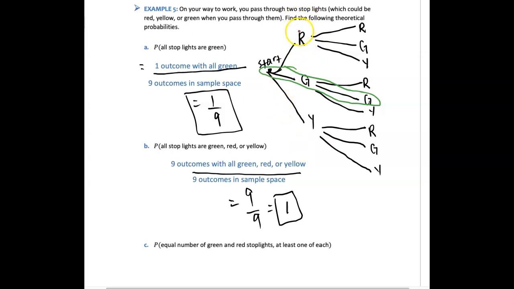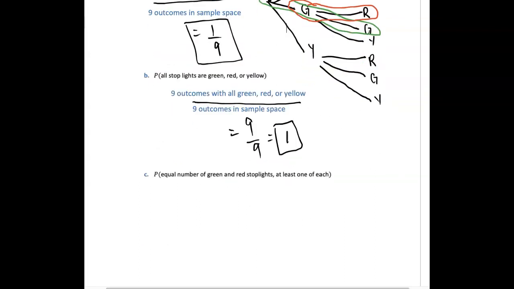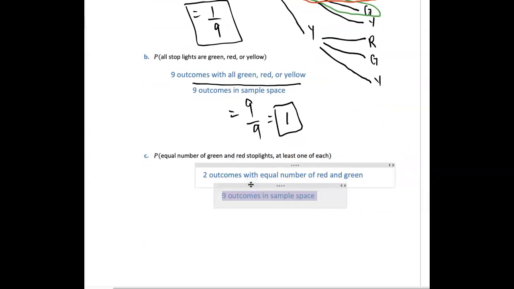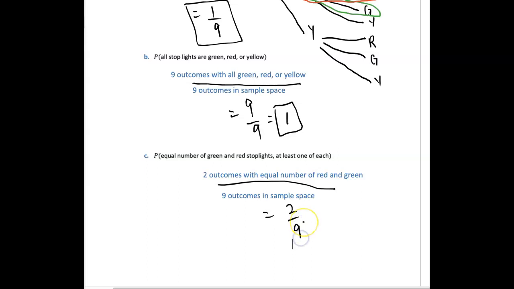So the first stoplight you pass through could be red, then the second stoplight you pass through would have to be green, right? To have exactly 1 of each. Alternatively, the first stoplight you pass through could be green, and then the second stoplight you pass through would be red, also to have 1 of each, right? So there are 2 outcomes with an equal number of red and green stoplights, and 9 outcomes in your sample space. Gives a total probability of 2 9ths.